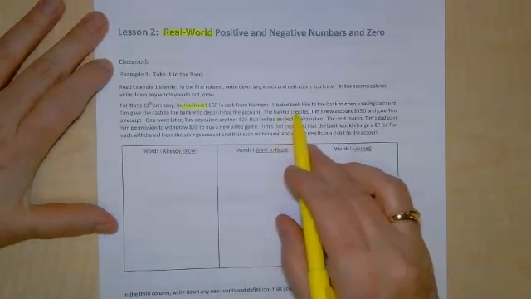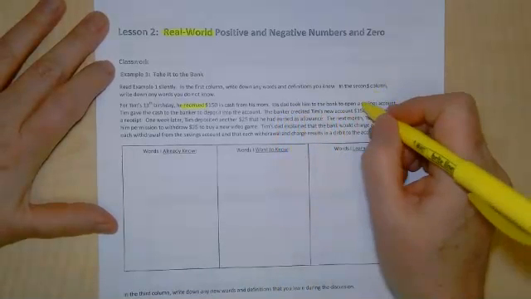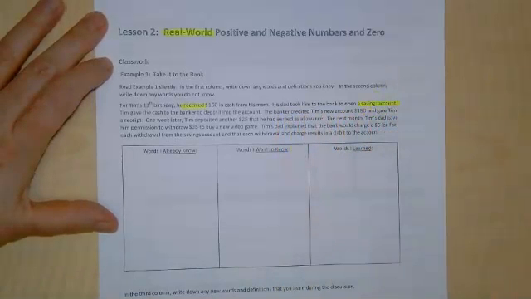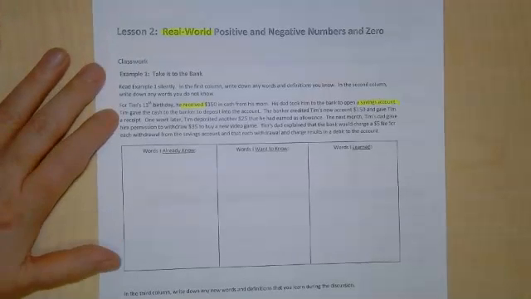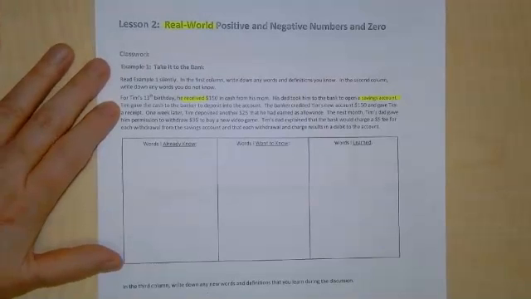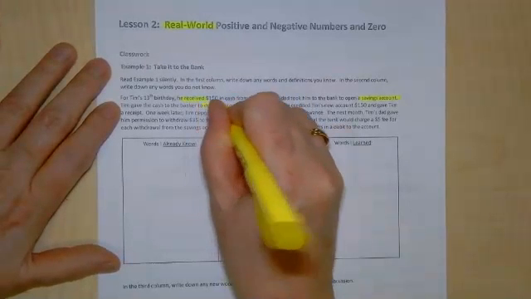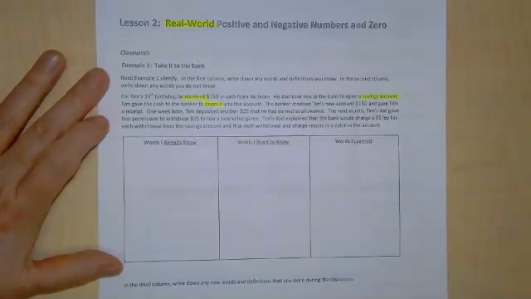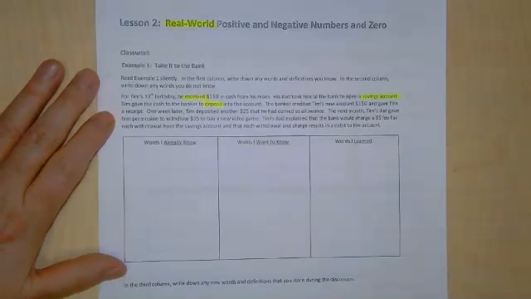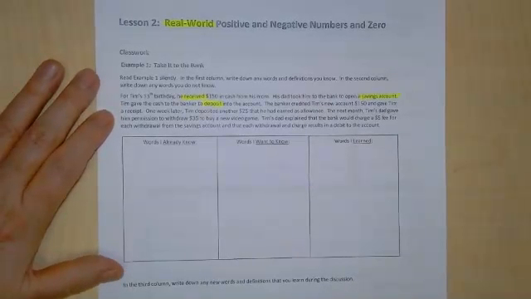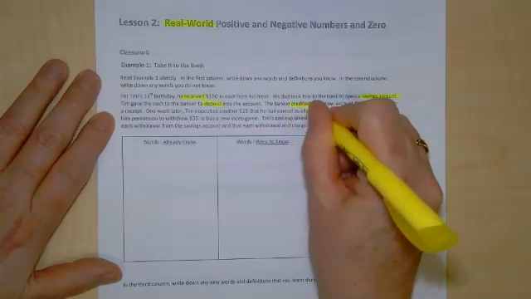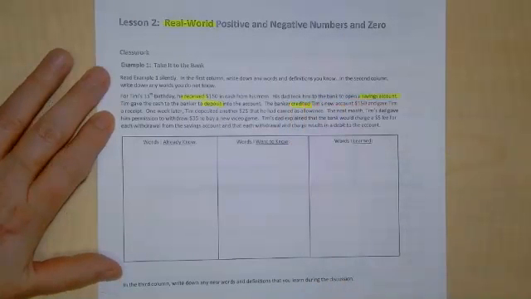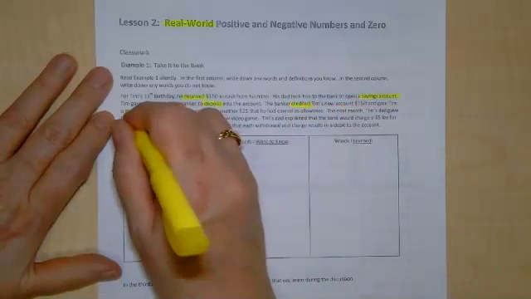His dad took him to the bank to open a savings account. Highlight the word savings account. Tim gave the cash to the banker to deposit into the account. Highlight the word deposit. The banker credited Tim's new account $150 and gave Tim a receipt.